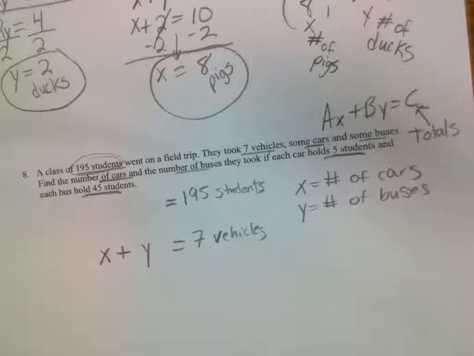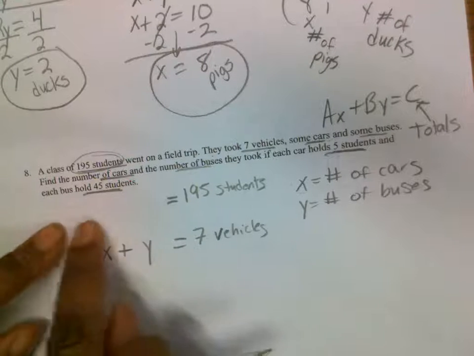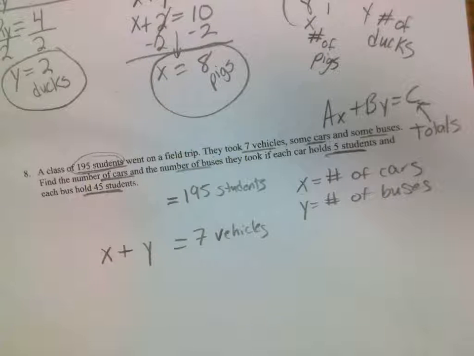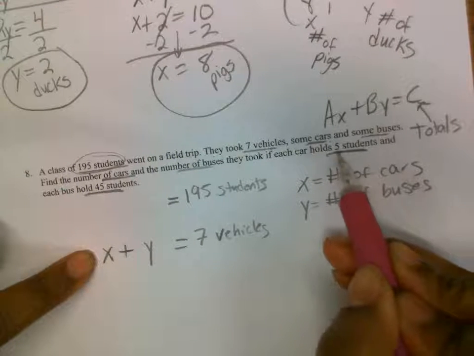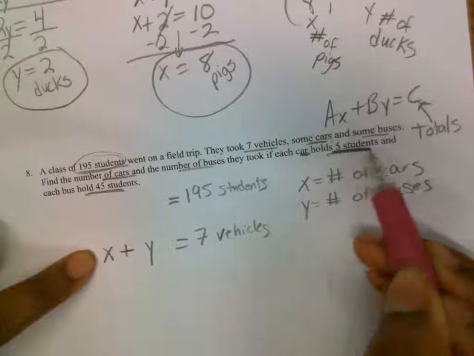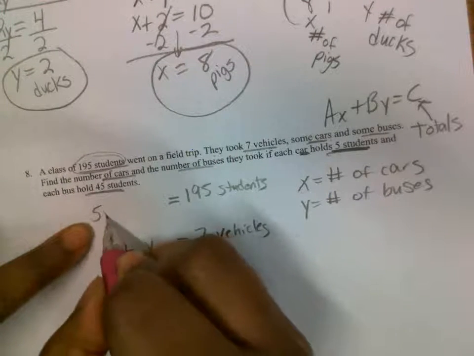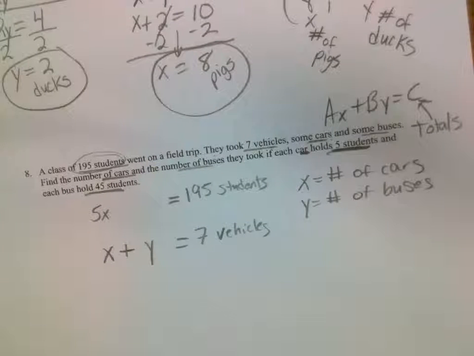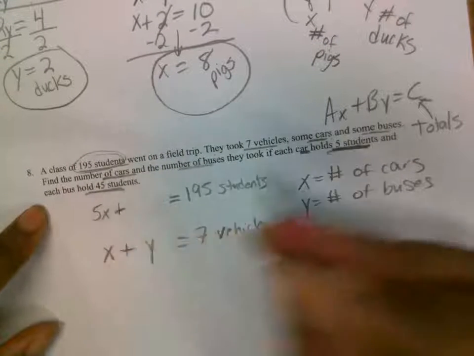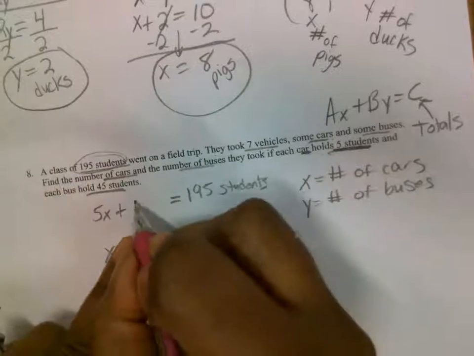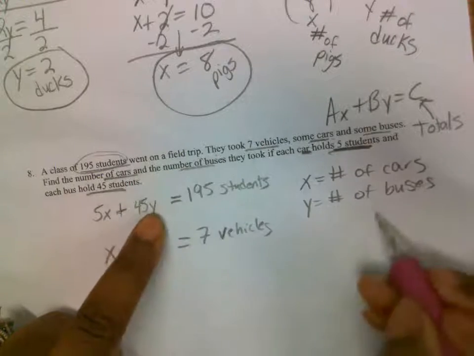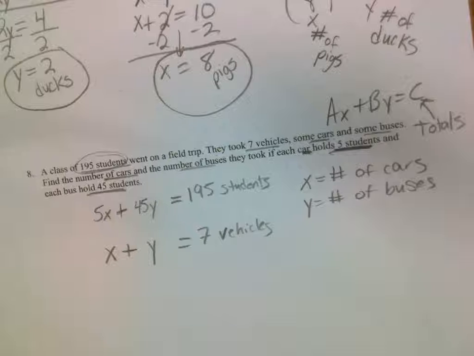Now I'm adding students. Any guesses as to how I'm going to write the equation to figure out that there are 195 students? Very good. 5x, and it's 5 because, look, a car holds 5 students. So that means for every car, you're going to multiply 5 times how many cars there are. So we got 5 times X. So if I had 2 cars, how many students is that? 10. All right. Plus, then we have 45 students on a bus. So that's going to be 45 students times Y, which is the number of buses. This will tell me how many students. Questions about that?